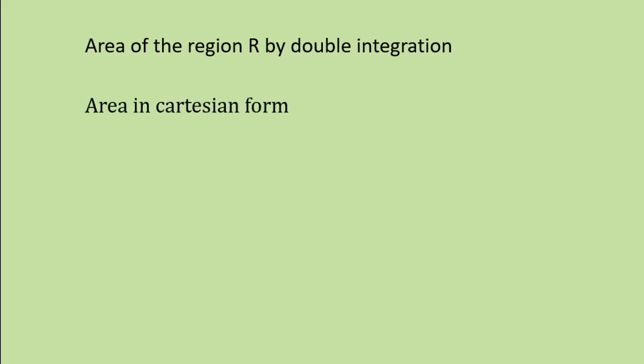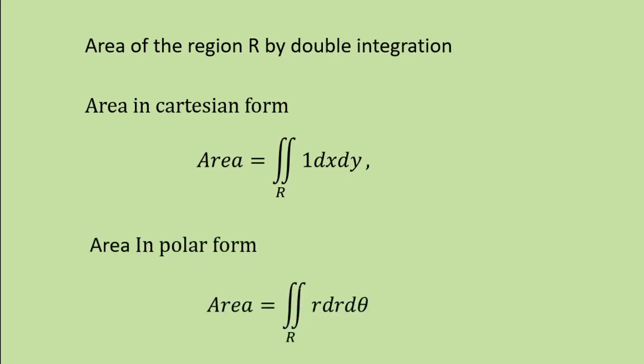In Cartesian form, area is nothing but the double integral over the region R of 1 dx dy, and in polar form dx dy is r dr d theta. Therefore, in polar form area is the double integral in the region R of r dr d theta.